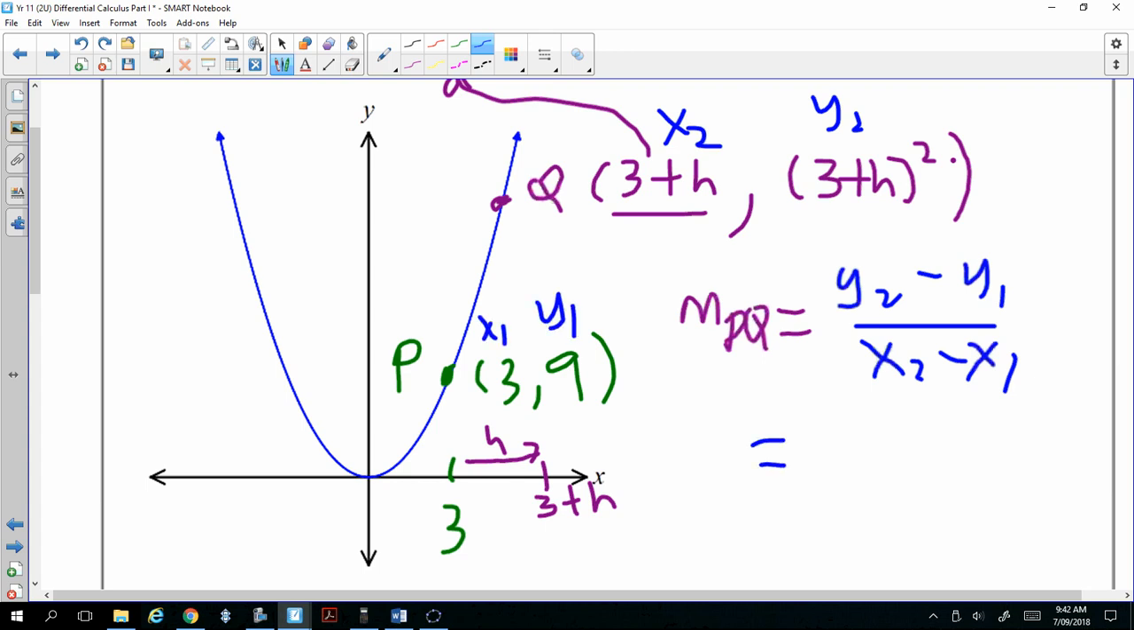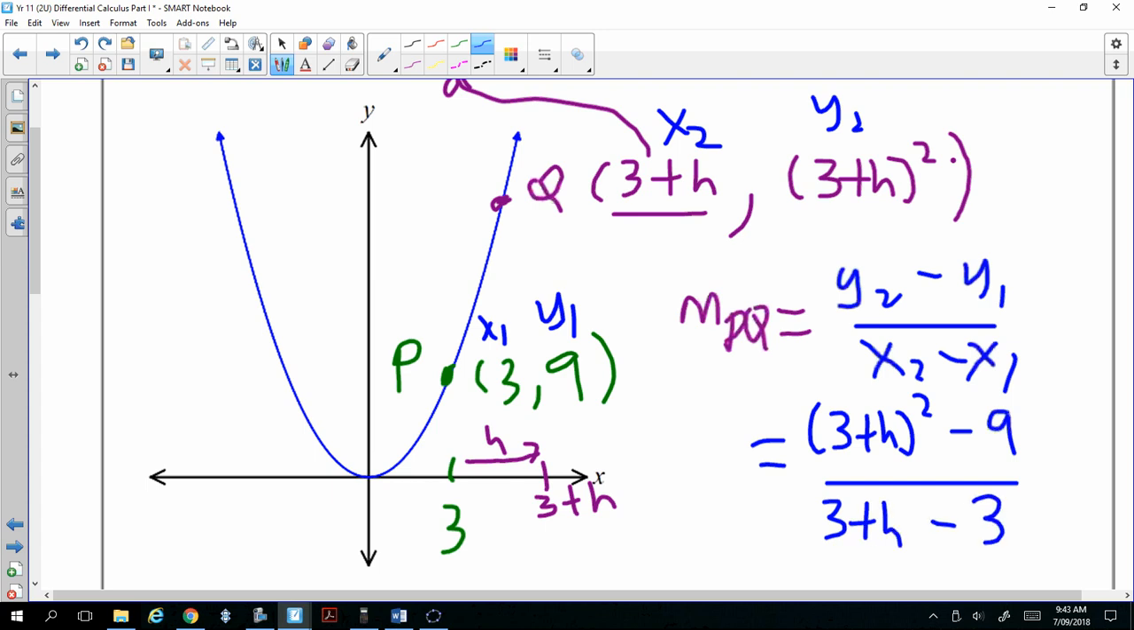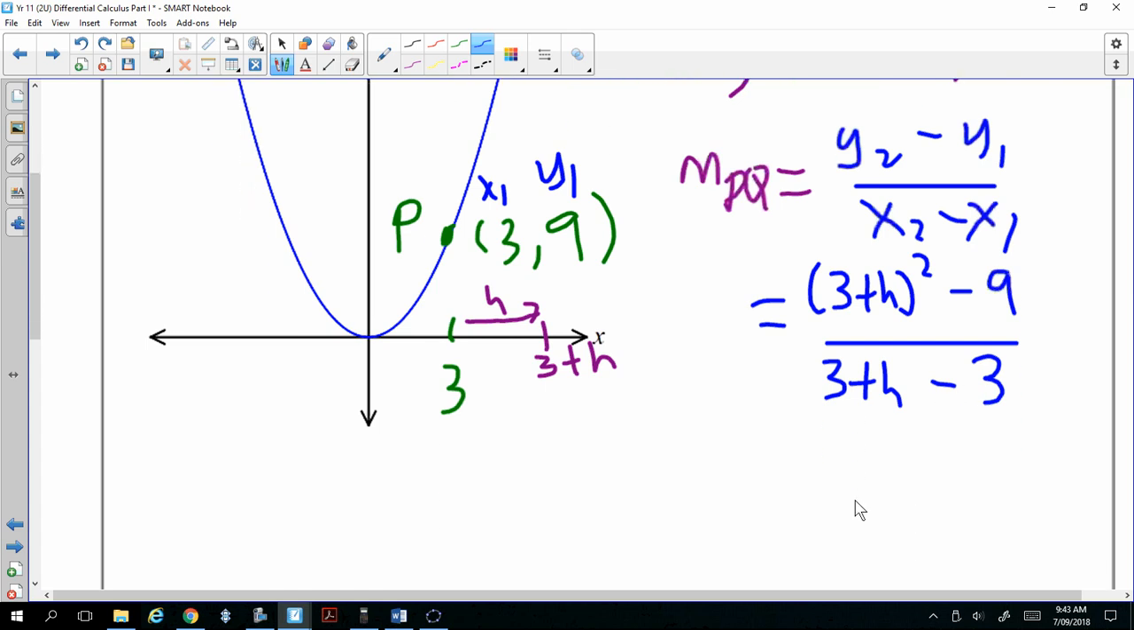And we're going to simplify this gradient. So how do I simplify? We have to expand the numerator and collect like terms. Hopefully you remember how to expand the perfect square. If you expand the 3 plus h squared, what do you get? 3 squared plus 2 times 3 times h plus h squared minus 9 over, these two get cancelled, so you have an h at the bottom.